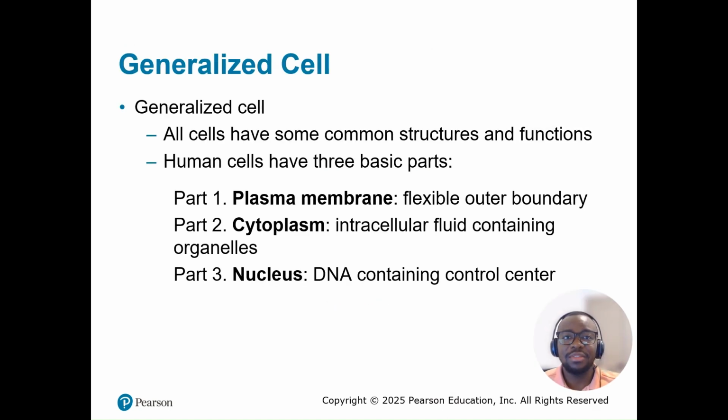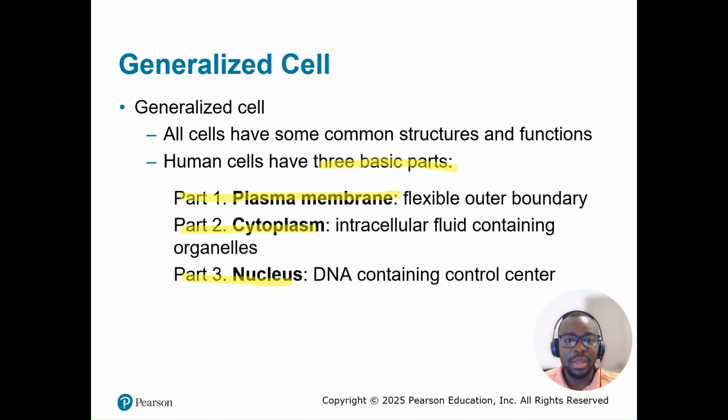Although cells have different sizes, shapes, and functions, all cells have some common structures and functions. Human cells have three basic parts. The first part is the plasma membrane, the second is the cytoplasm, and the third part is the nucleus. We are going to review each of these parts as we go through this lecture.